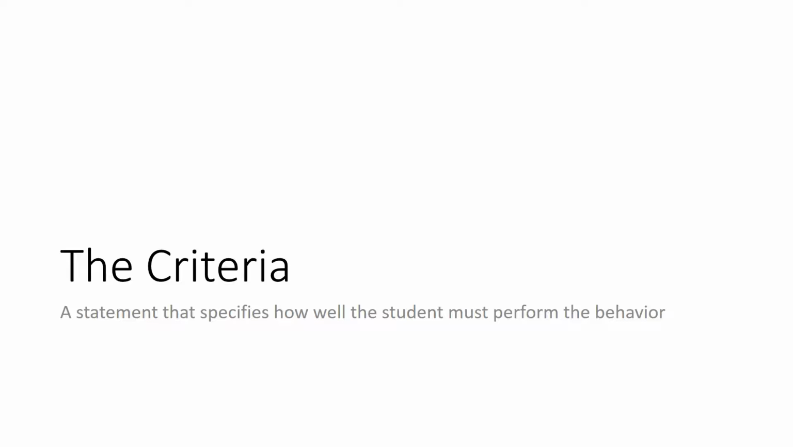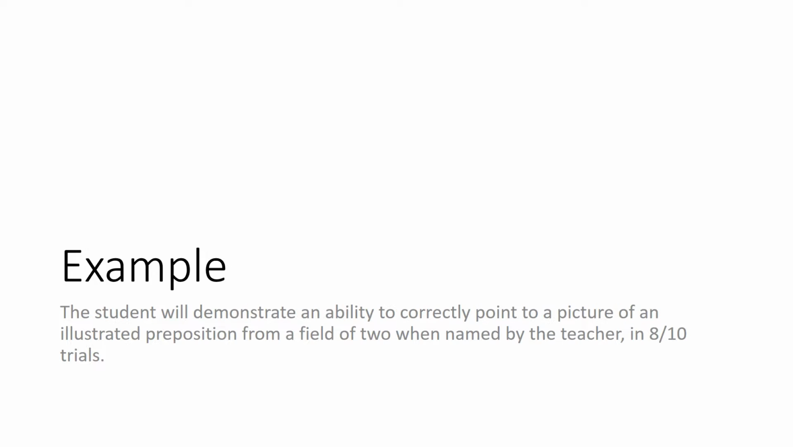Now, usually the criteria is expressed with some number, some minimal amount that you want to see, how many times, some number, some percentage of responses that you want to see being completed correctly by the student.